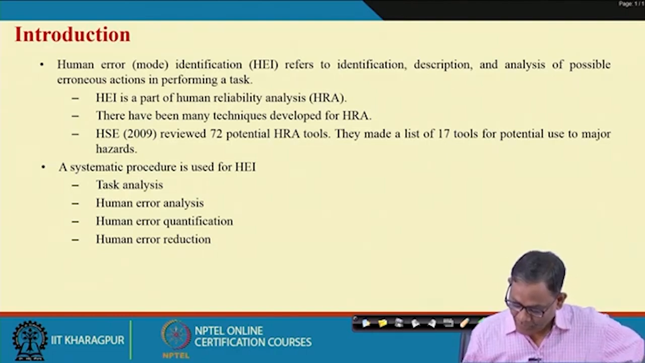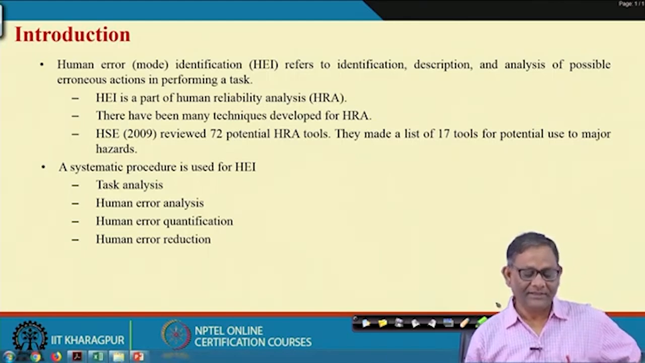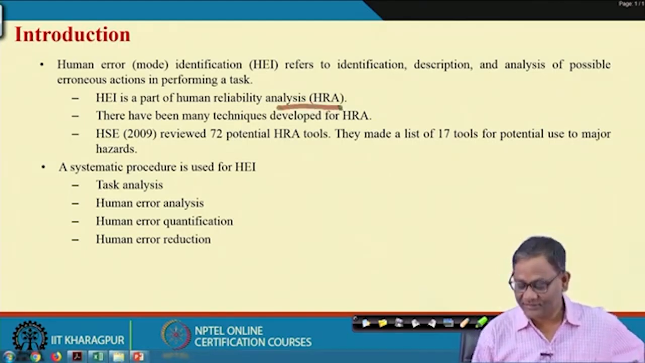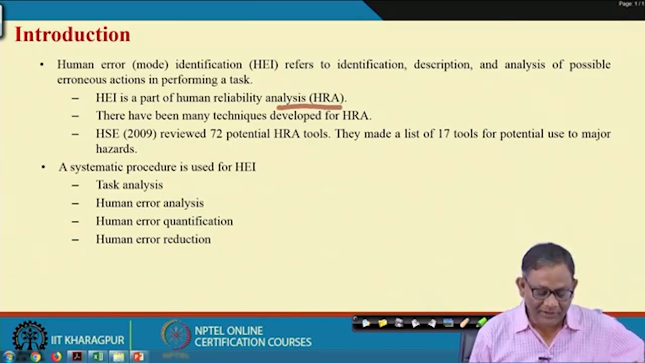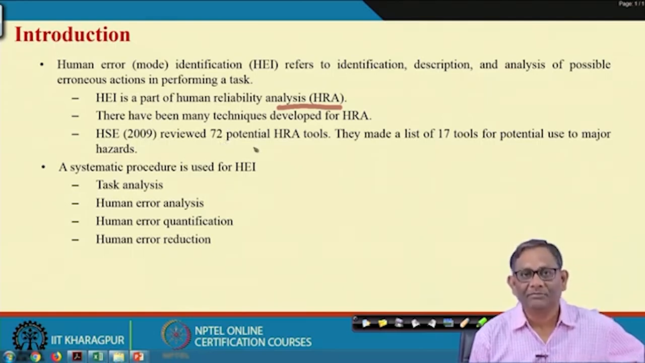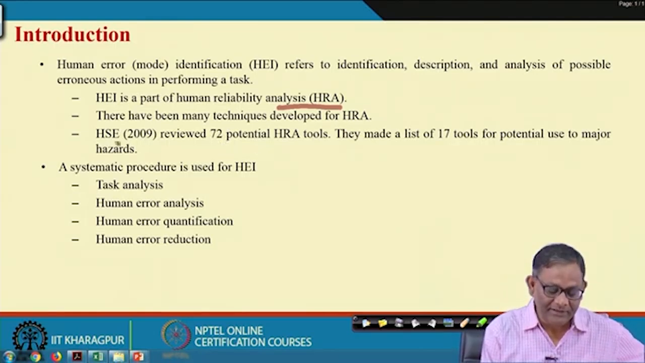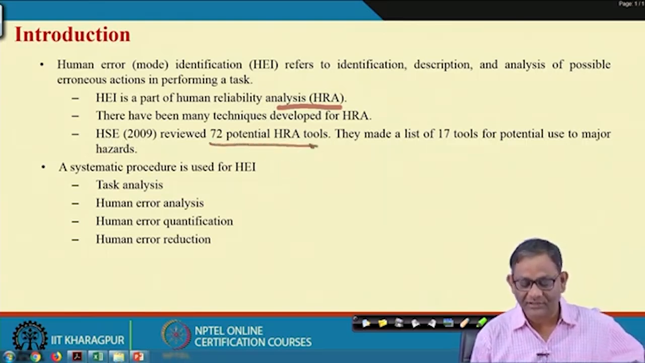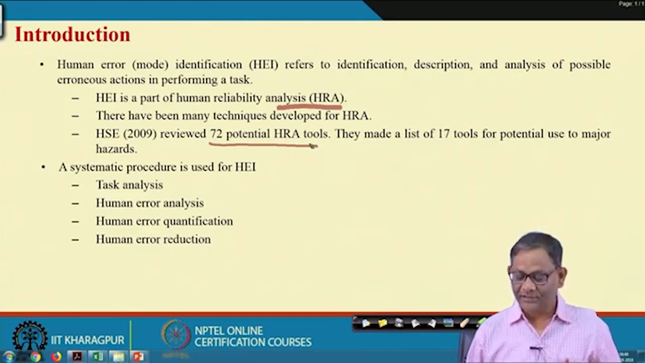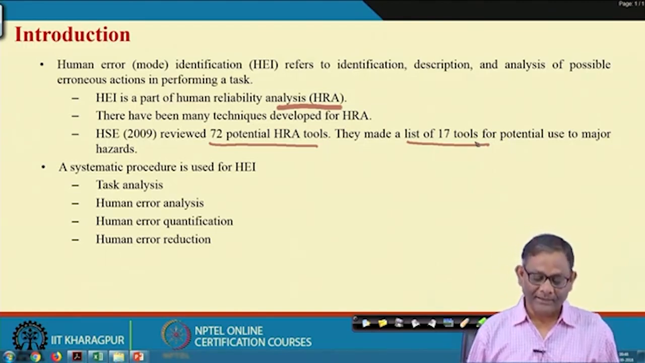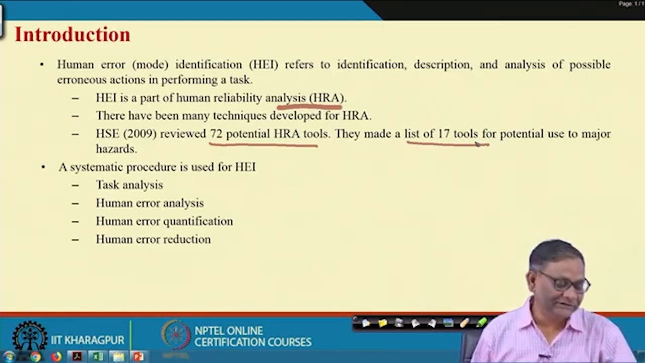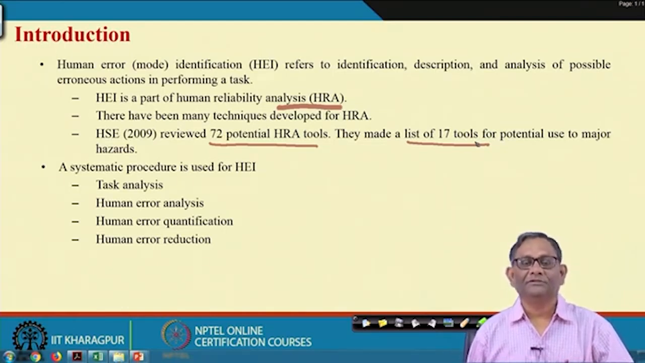Okay. So, human error is a well-discussed topic. Actually, it is a part of human reliability analysis. You will find that there are many techniques developed in the area of human reliability. In fact, HSE in 2009 reviewed 72 potential human reliability analysis tools, and then finally made a list of 17 tools which are applicable to major hazard conditions. They have given a good review of the procedure, the tool, the advantages, disadvantages, and the situation under which it will be used.